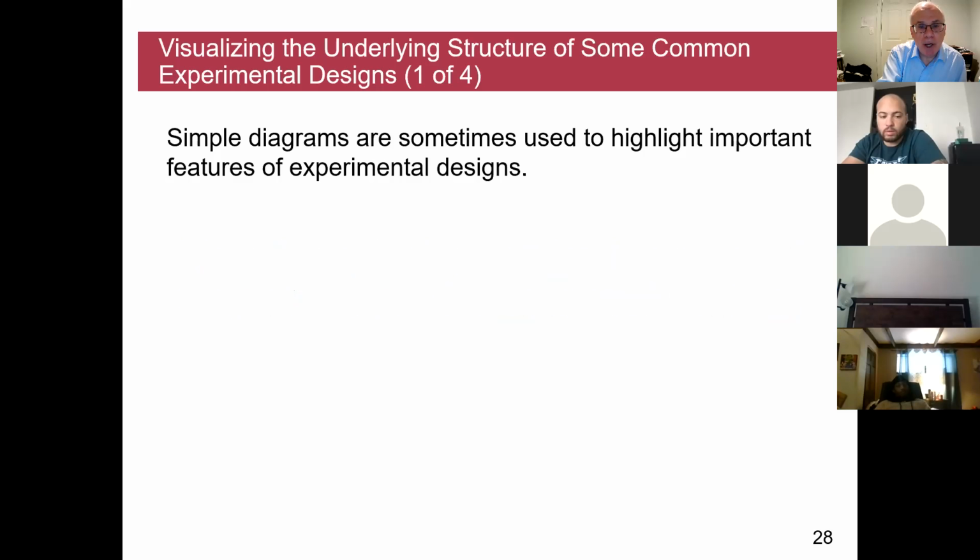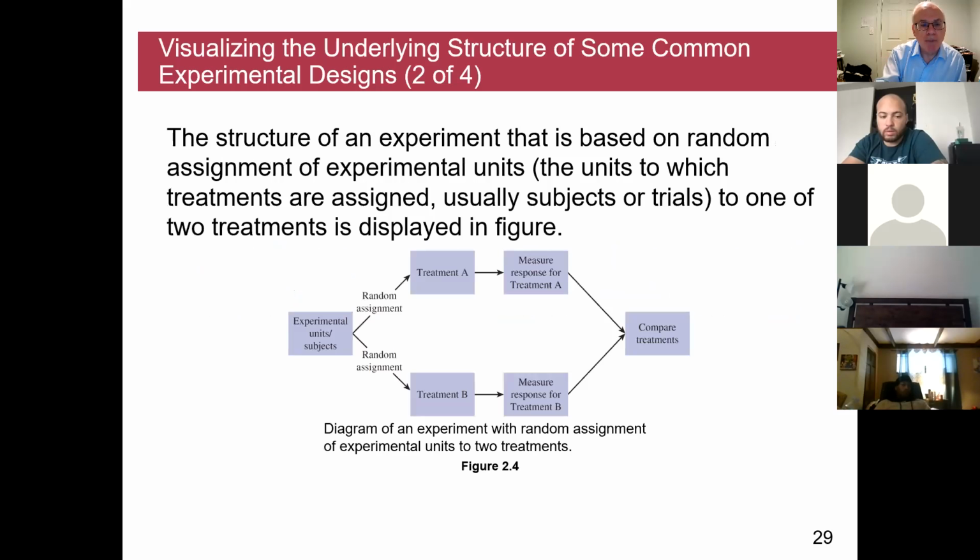Sometimes people use diagrams to highlight their experimental designs. It can get quite complicated, but here's one example. On the left, the box says experimental units or subjects. These are the people being experimented on. Then there are two treatment groups. They're randomly assigned to one of these two groups, either treatment group A or treatment group B.